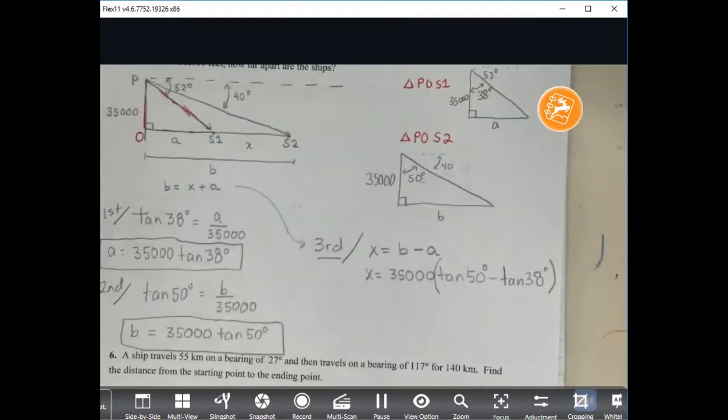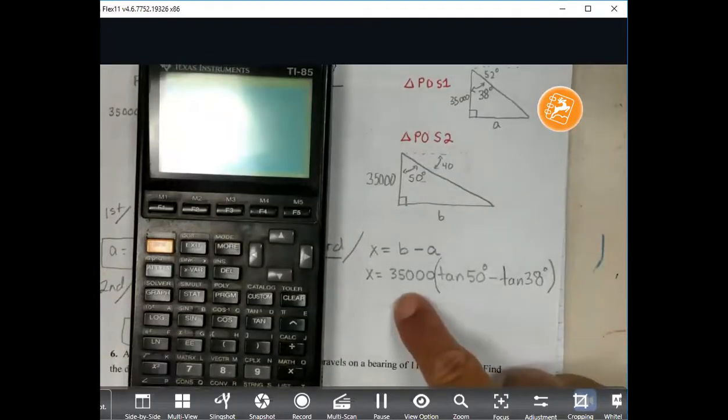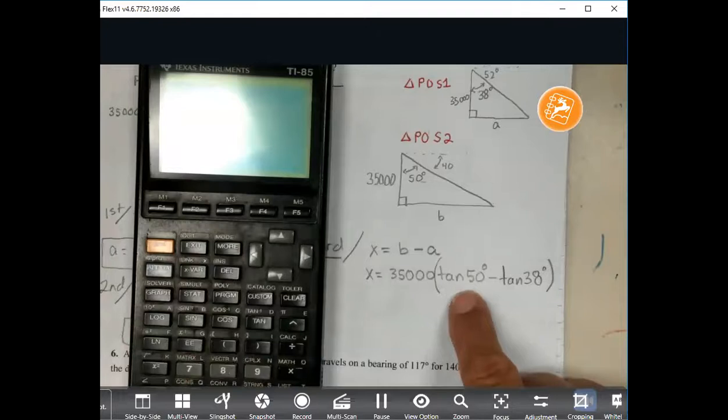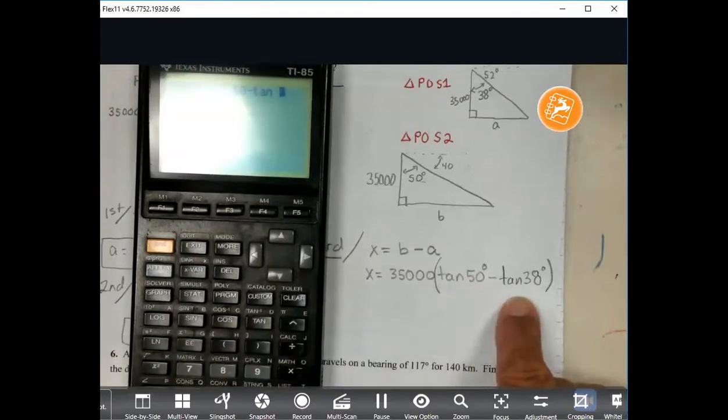For real work, we need the calculator, which I did bring again. Again, make sure your calculator is in the degree mode. So I'm going to enter it just the way I see it here. 35,000 times the tangent of 50 degrees minus the tangent of 38 degrees.